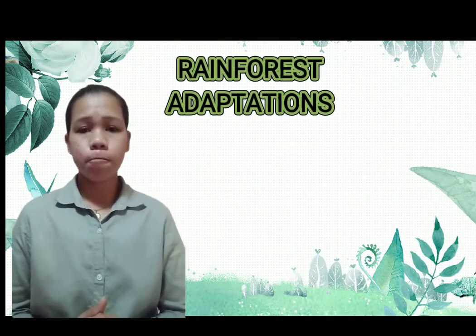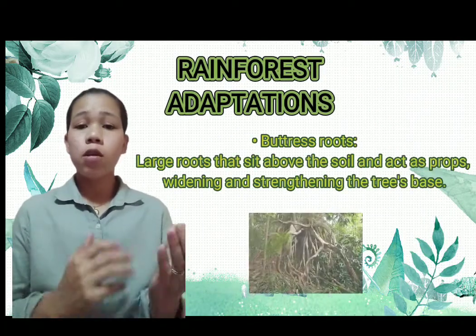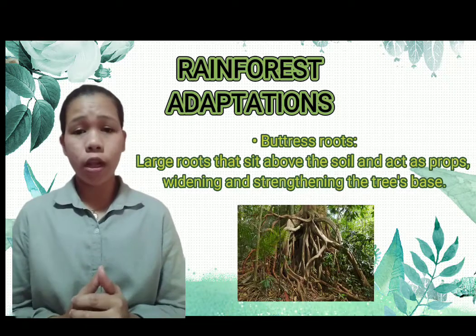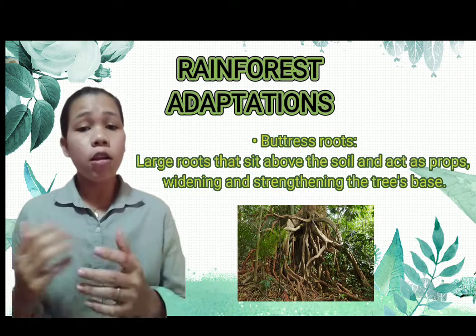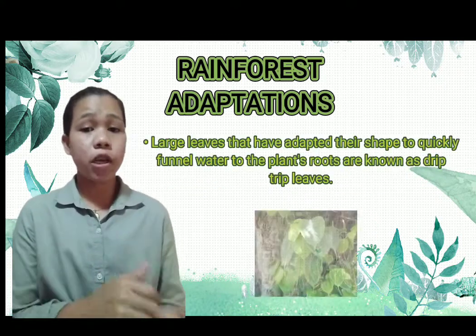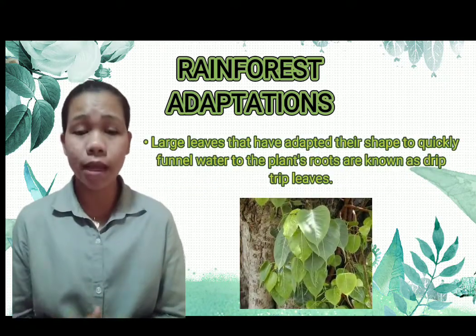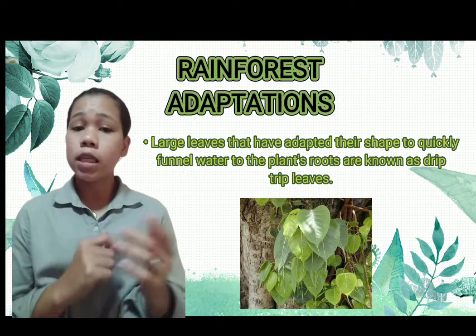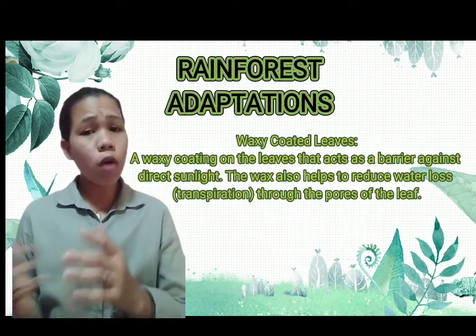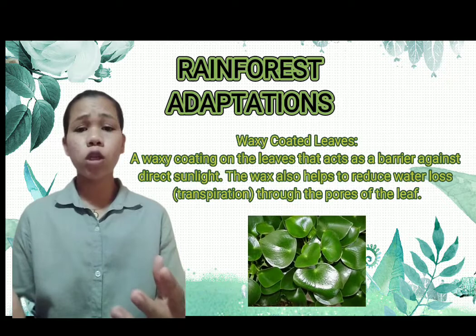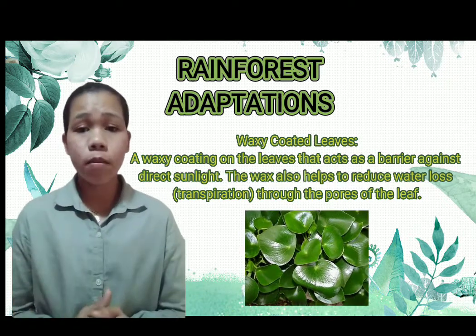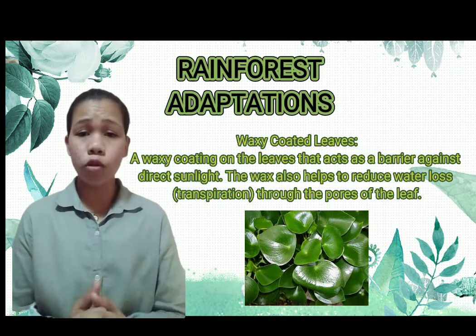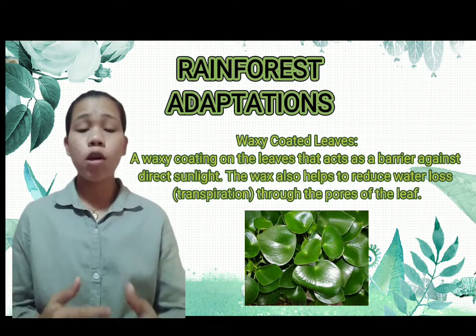Rainforest adaptations. Buttress roots: large roots that sit above the soil and act as props, widening and strengthening the tree's base. Large leaves that have adapted their shape to quickly funnel water to the plant's roots are known as drip tip leaves. And waxy coated leaves: a waxy coating on the leaves acts as a barrier against direct sunlight. The wax also helps to reduce water loss, or transpiration, through the pores of the leaf.